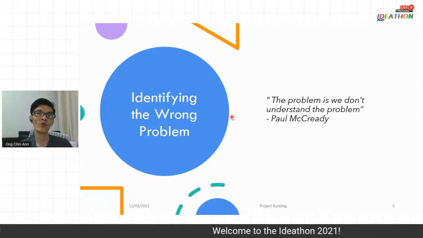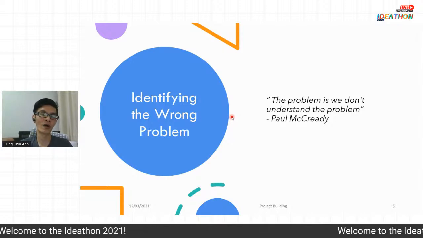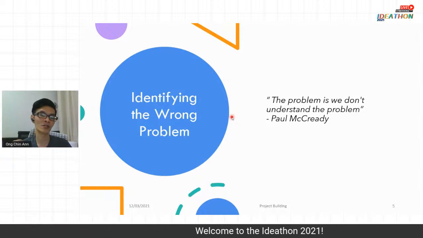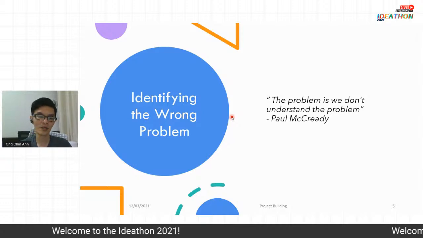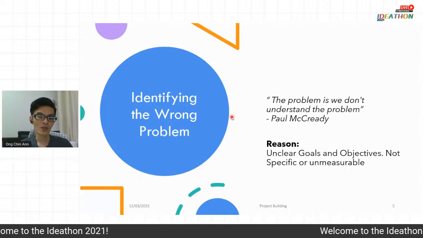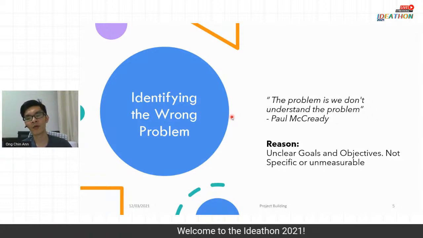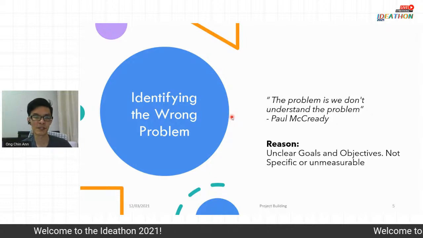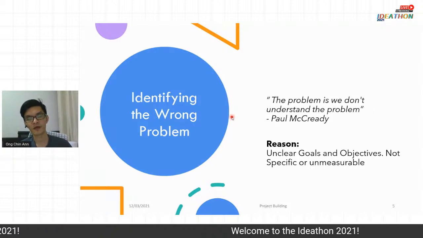And most of the time, we are formulating or defining the wrong problem. That's why the project failed. So whatever solutions you develop are not going to work anyway, right? Because the first stage is already wrong, right? Therefore, whatever you do is not going to work. So there are a few reasons why we identify the wrong problem, or don't understand the problem, right? Mainly, probably you did not specify or define a clear goal or objective, right?